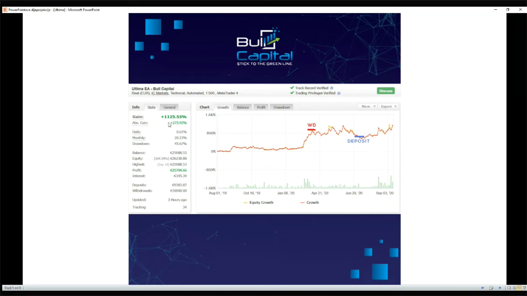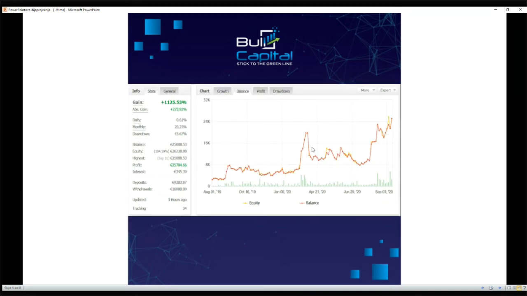You can barely notice, but it's actually around 50%. It's 1,100%. Here was just a little above 1,000%. So it's a new high. And this is a balance graph. This is the place where I took the money. You see it dropped down like here. And this is the place where I added money.